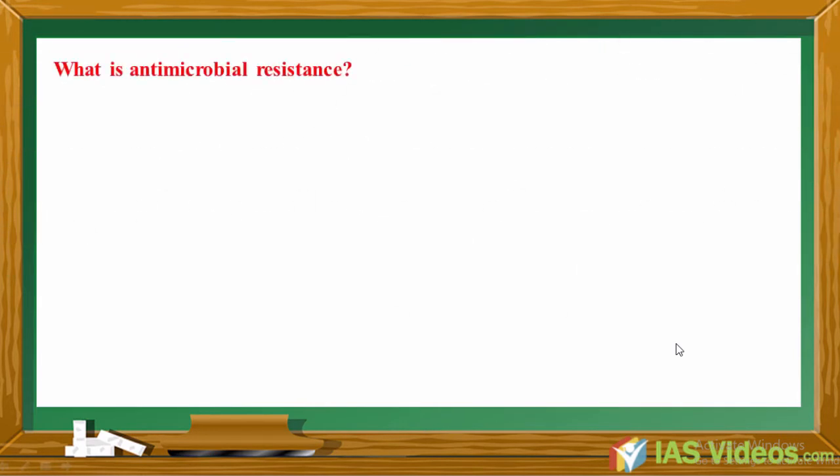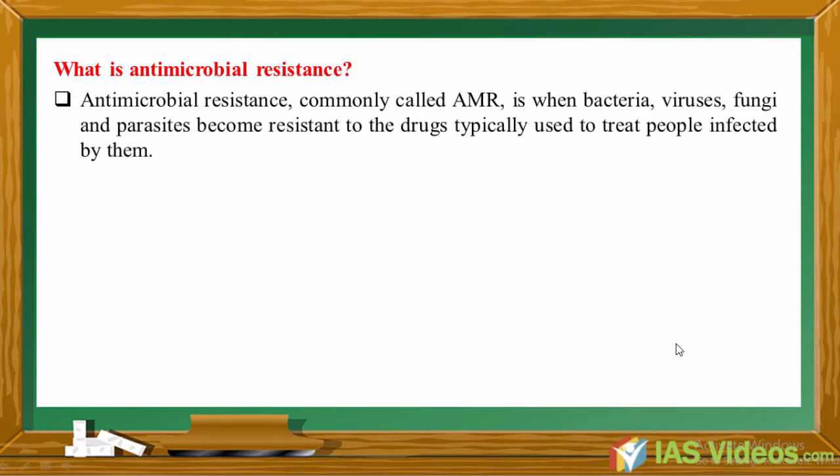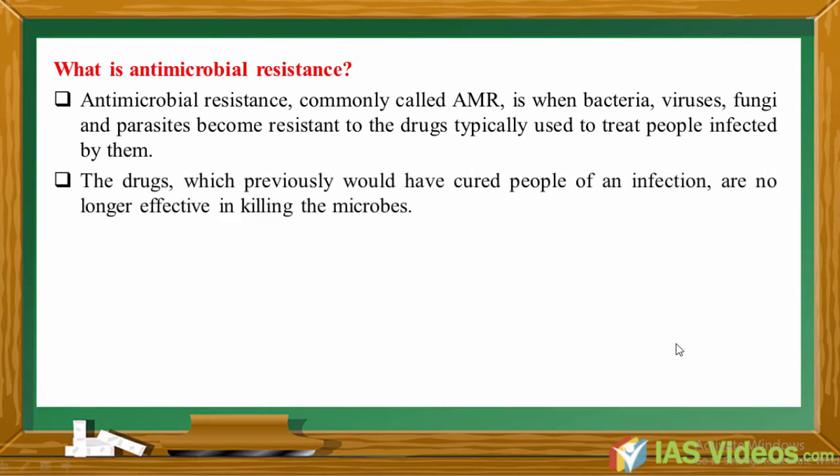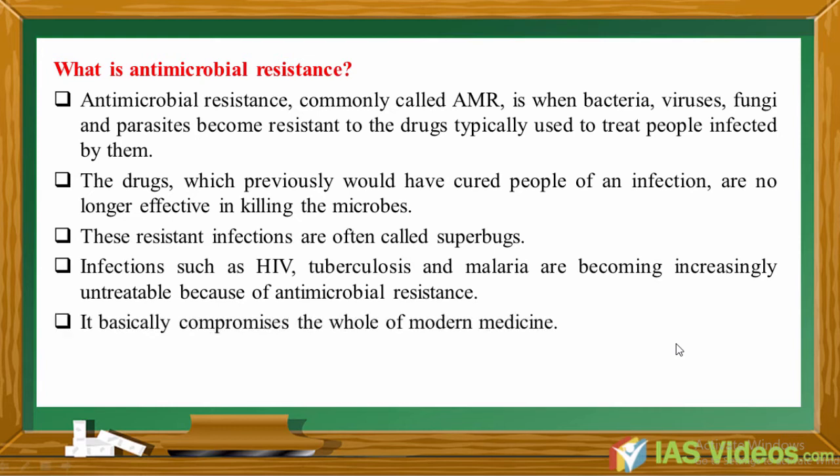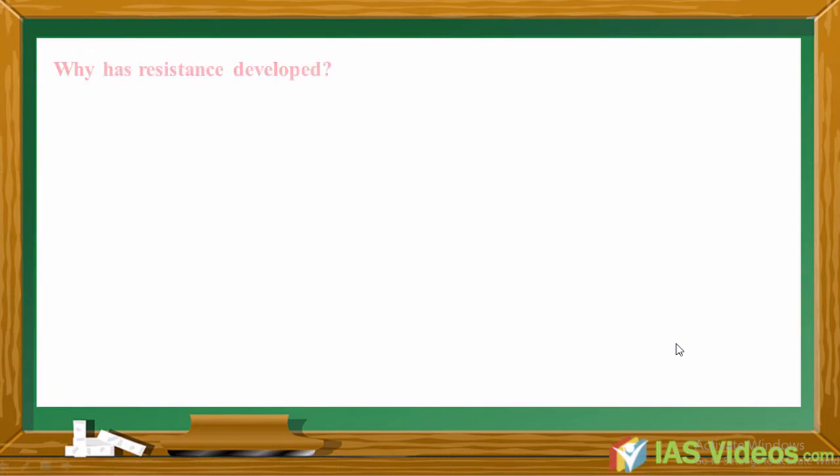What is antimicrobial resistance? Antimicrobial resistance, commonly called AMR, is when bacteria, viruses, fungi and parasites become resistant to the drugs typically used to treat people infected by them. The drugs which previously would have cured people of an infection are no longer effective in killing the microbes. These resistant infections are often called superbugs. Infections such as HIV, tuberculosis and malaria are becoming increasingly untreatable because of antimicrobial resistance. It basically compromises the whole of modern medicine.